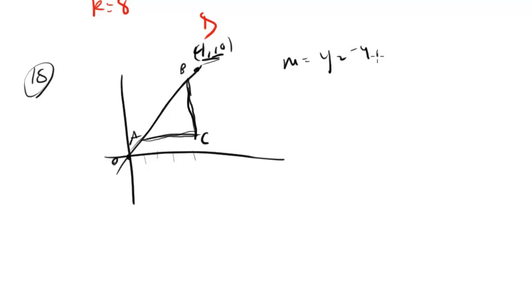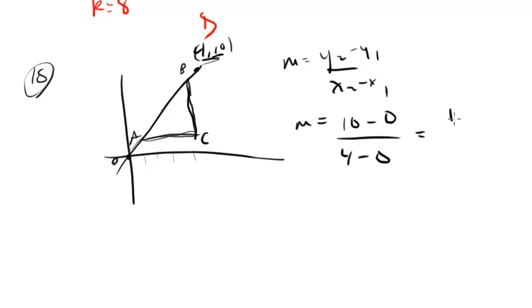y2 minus y1 over x2 minus x1. So in this example, it's going to be 10 minus 0 over 4 minus 0. So the slope is going to be 10 over 4, or aka 5 over 2. Now, what does that tell us? That means for every rise of 5, we move over 2. Rise of 5, we move over 2. Rise of 5, we move over 2, right?